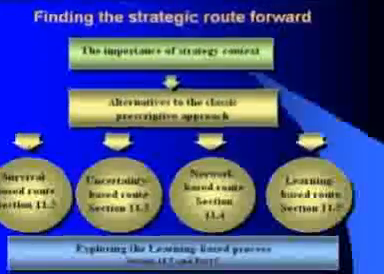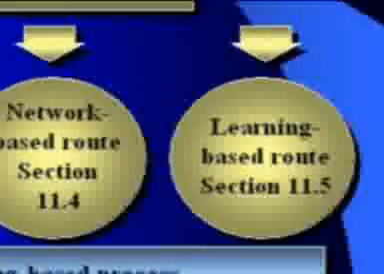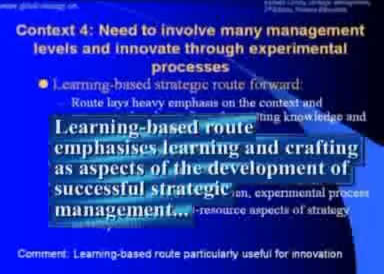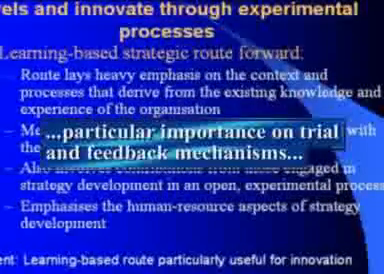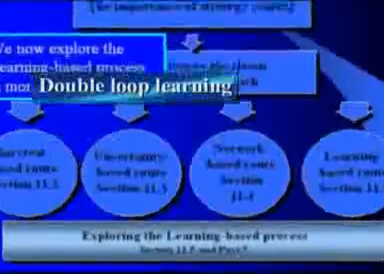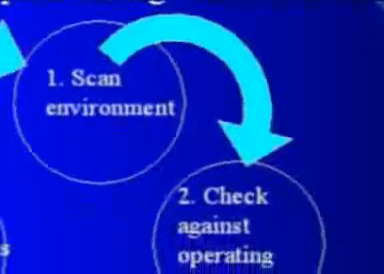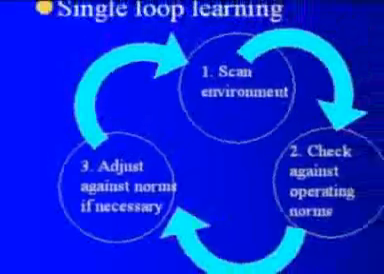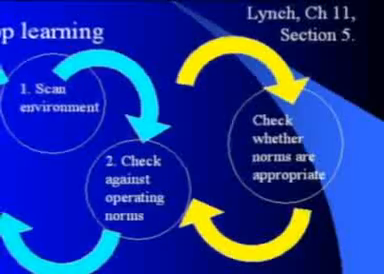The fourth area under consideration in Chapter 11 is the learning-based strategic route forward. This route emphasizes learning and crafting as aspects of the development of successful strategic management. It places particular importance on trial and feedback mechanisms. Within this, it's worth having a look at double loop learning. Double loop learning consists of a first loop of learning that checks performance against expected norms and adjusts where necessary. There is then a second loop that reappraises whether the expected norms were appropriate in the first place.